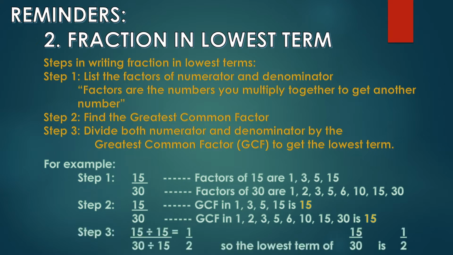Use the GCF to divide the numerator and denominator in step 3. So, for step 3, let's divide the numerator, which is 15, by GCF 15, and the denominator 30 by GCF 15. So, 15 divided by 15 is equal to 1. 30 divided by 15 is equal to 2. So, the lowest term of 15 over 30 is 1/2.